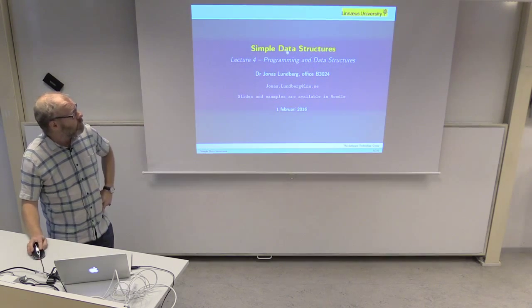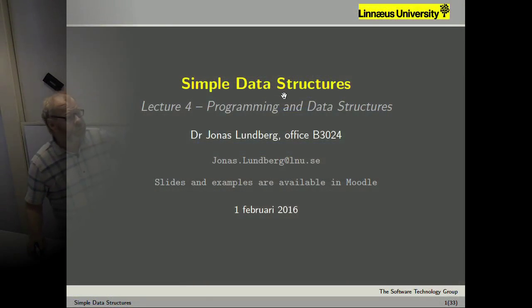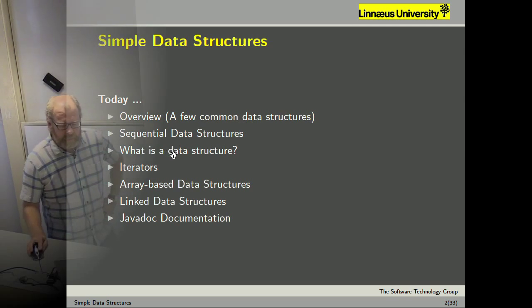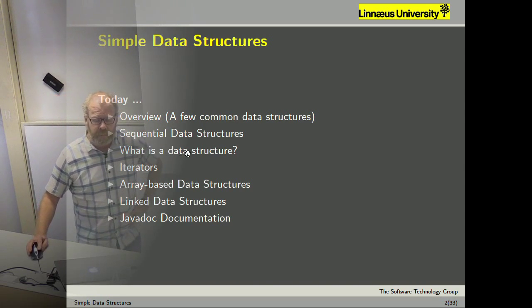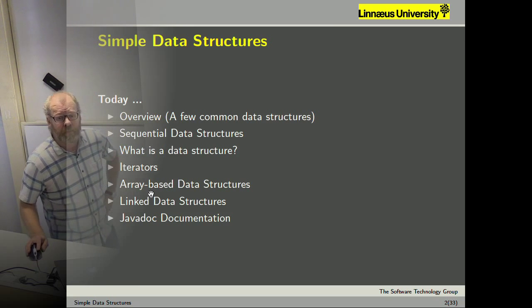I will name and describe these data structures, and I will also tell you two different ways of implementing them. So the topic for today is first to give an overview of a few common data structures. You have seen them earlier on: a list, a stack and a queue. These are the simple data structures. I will try to explain in more detail what we actually mean by a data structure, and then I will point out two different ways of implementing them.